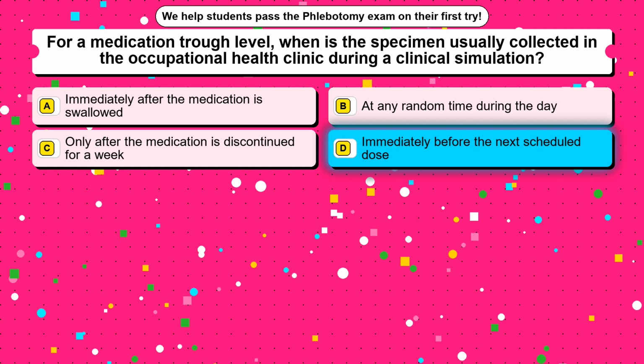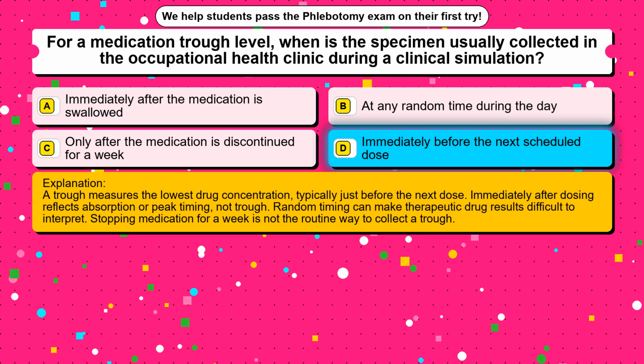The correct answer is option D. Immediately before the next scheduled dose. A trough measures the lowest drug concentration, typically just before the next dose. Immediately after dosing reflects absorption or peak timing, not trough. Random timing can make therapeutic drug results difficult to interpret. Stopping medication for a week is not the routine way to collect a trough.